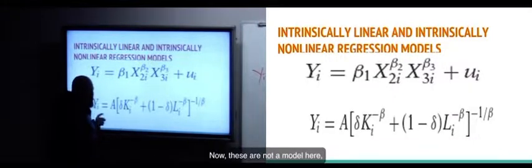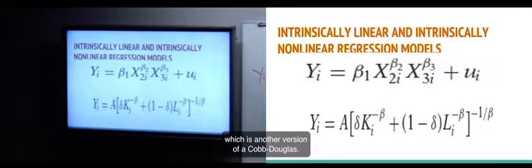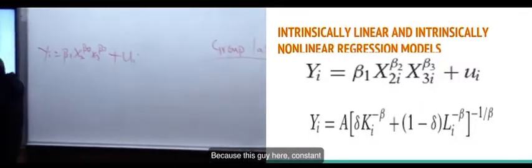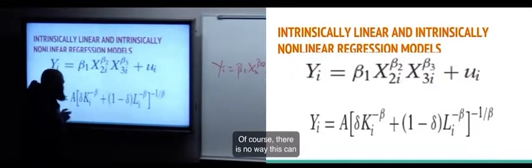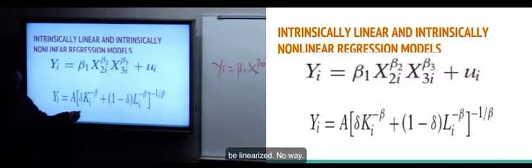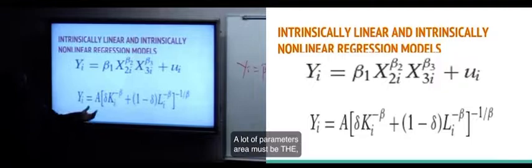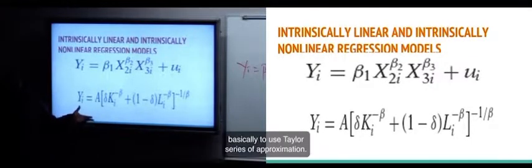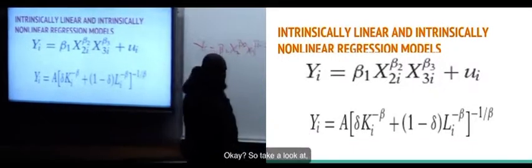Now, this is another model here, which is another version of Cobb-Douglas. Of course, we call that constant elasticity of substitution. Okay, of course, there is no way this can be linearized. No way. A lot of parameters, they are multiplicative. The only thing we can do here is basically to use a Taylor series approximation. Okay, so take a look at it.